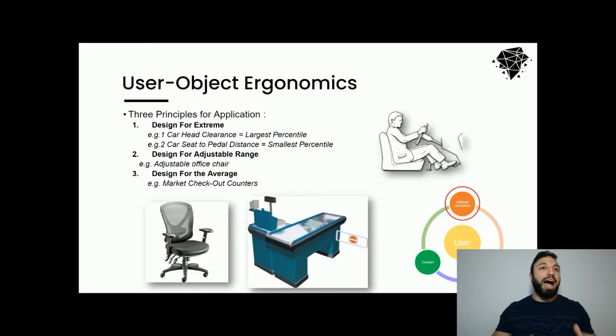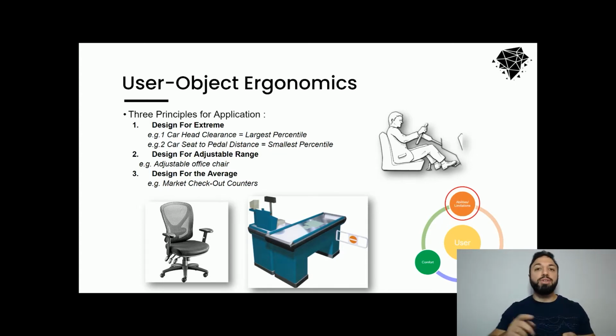Okay, so how can I apply these anthropometric tables to design? Here you have basically three cases if we can simplify it. Either you design for the extreme, or you design for adjustability, or you design for the average. And basically we have three examples very clearly set here. Design for extreme is where you design for the largest percentile in a specific scenario, like the head clearance in the car.